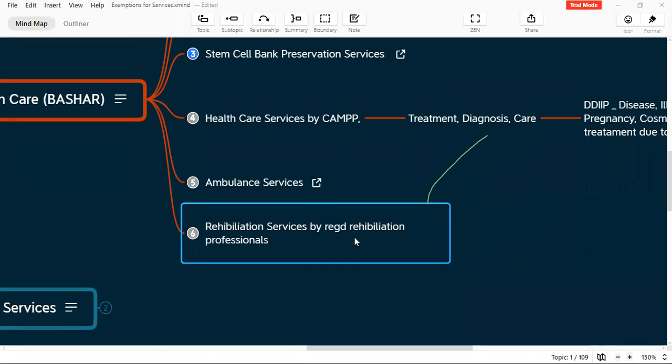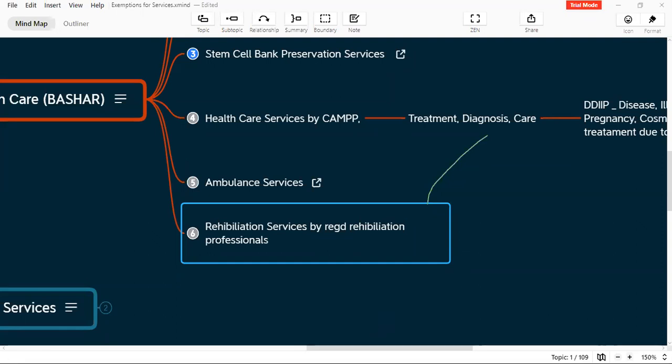There's a new exemption which has been introduced quite recently. It is applicable for this examination as well as the next examination. So let me put it very simply. Bashar is the exemption. Basha and R is the recent amendment they have added. This is for the healthcare sector.